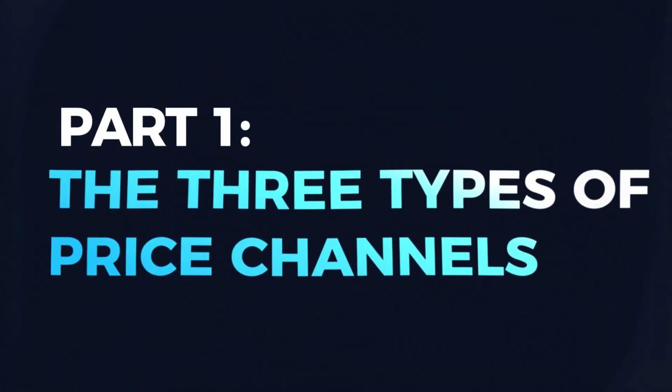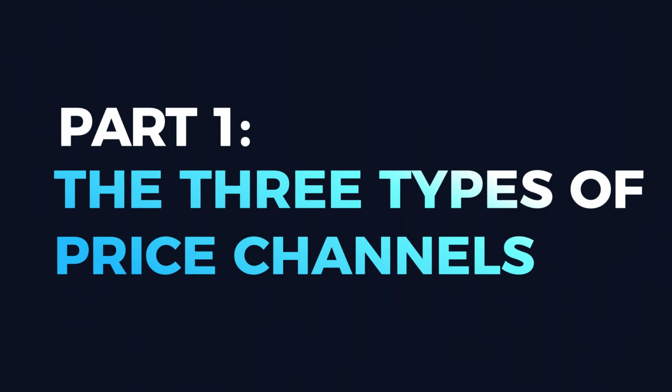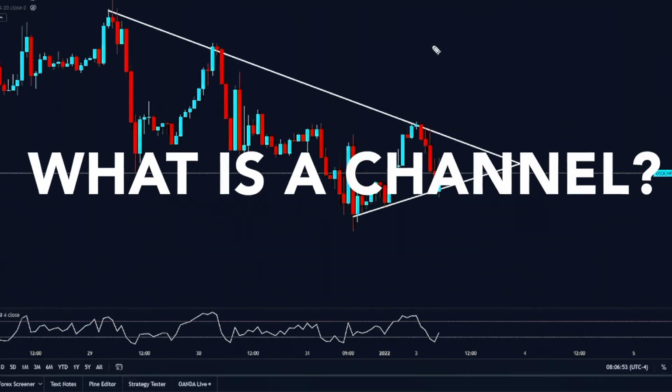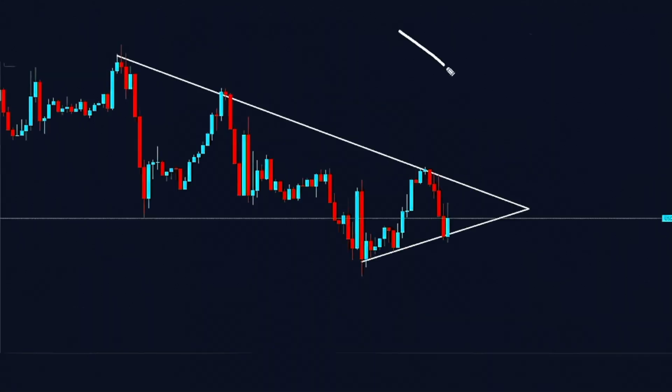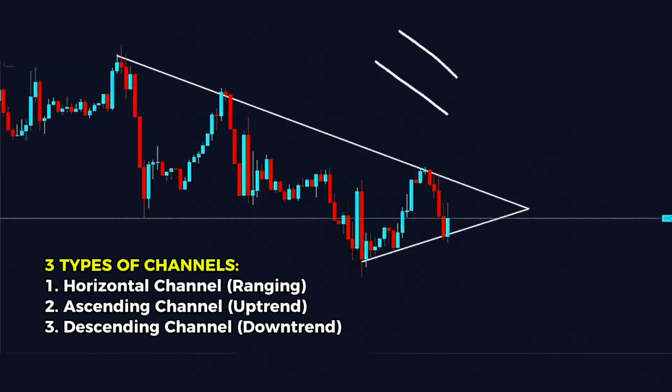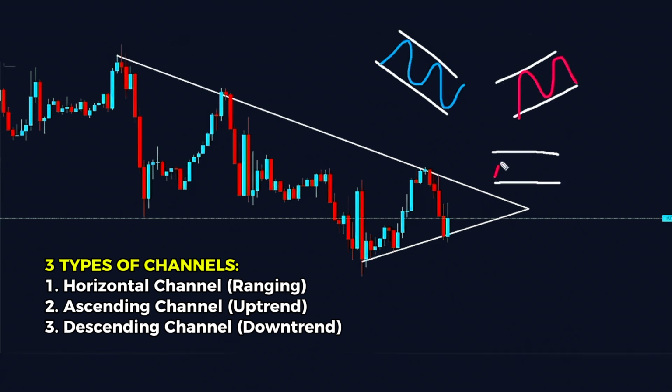Part 1. The 3 types of price channels. Depending on the direction of the market, we have 3 distinct types of price channels. The first is the horizontal channel, where price moves sideways between flat horizontal lines. The second is the ascending channel, which slopes upwards, indicating that the market is in an overall uptrend. The third is the descending channel, which slopes downwards, showing that the market is in a clear downtrend. Each channel type requires a slightly different approach.